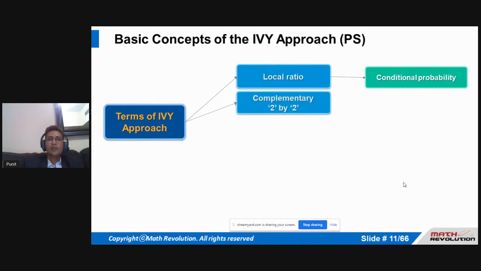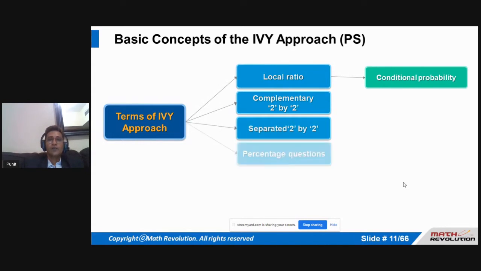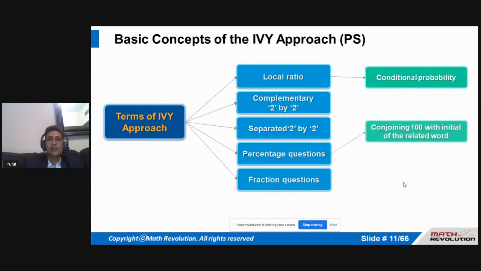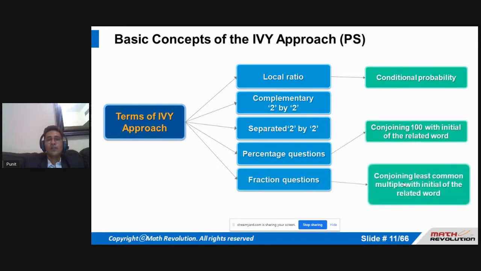Complementary 2 by 2 is a term. Separated 2 by 2 is also a term. Then we have percentages questions. Then we have fraction questions. And so this is how the IV approach looks like.